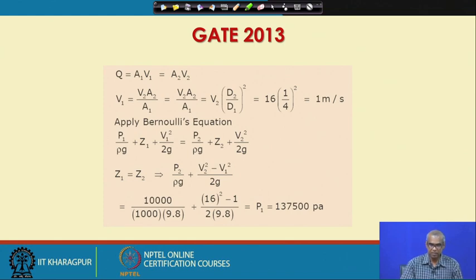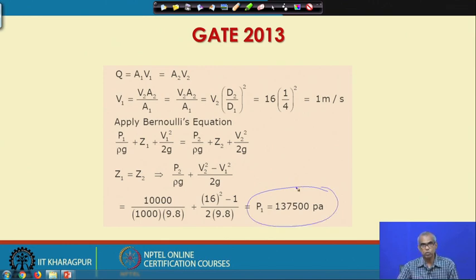Again you have to apply the Bernoulli's equation. So, it is also a straightforward application of Bernoulli's equation. If we apply Bernoulli's equation, we will get the value of P1 as 137500 Pascal.